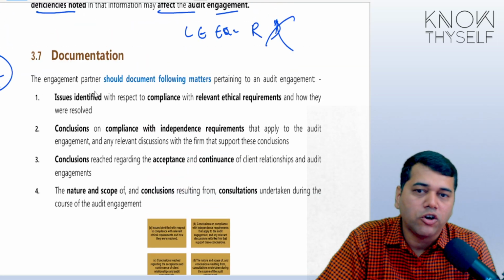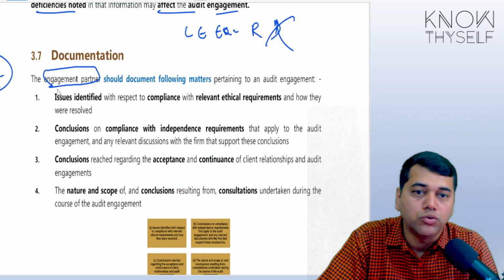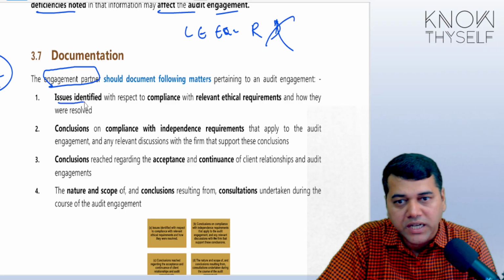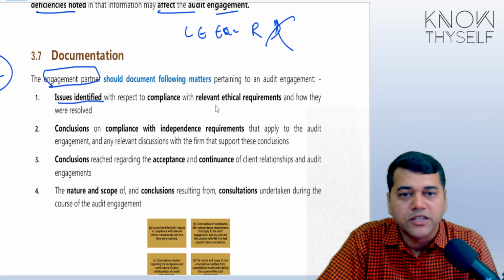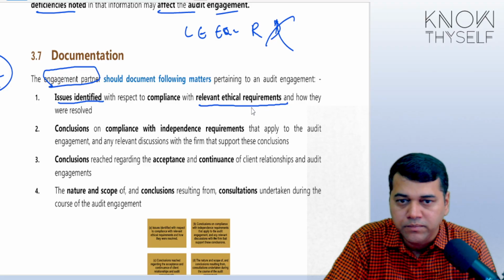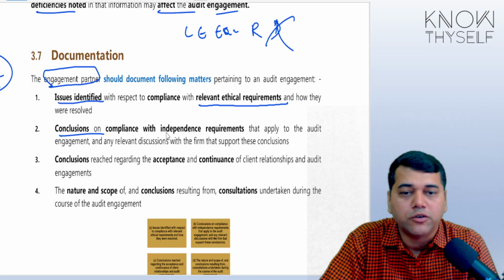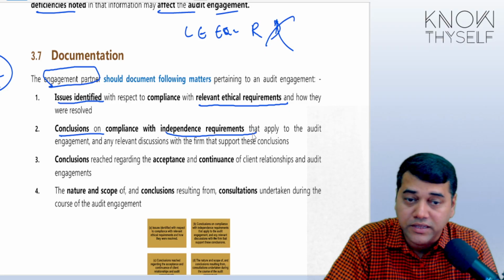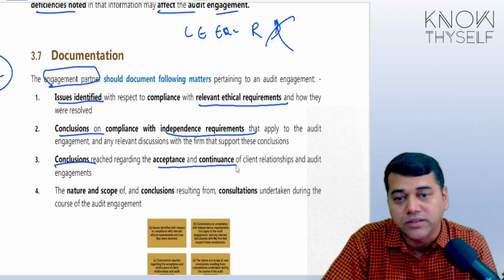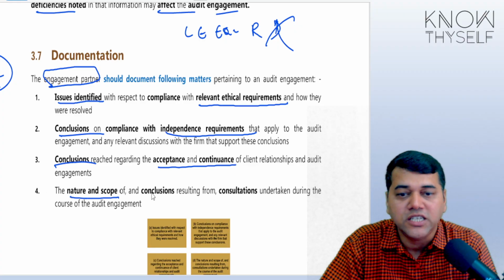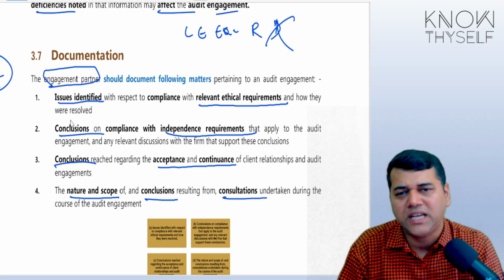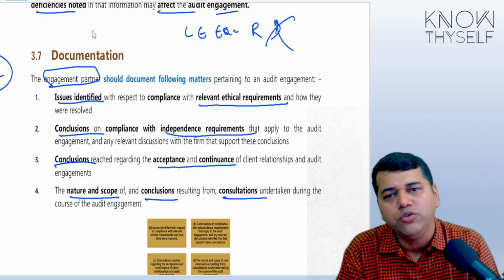Now, what documentation should the engagement partner do? He has to document the following matters. One, whatever issues you have identified with respect to the relevant ethical requirements, and compliance with the requirements, you have to document. Conclusions with respect to the independence requirements, have you complied with it? That you need to document. Conclusions related to acceptance and continuance, that you need to document. Nature, scope and conclusions of the audit, consultations taken. That means what you need to document, go back to your 6 points.